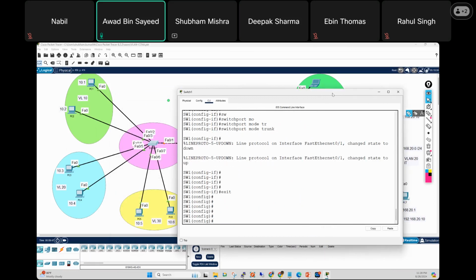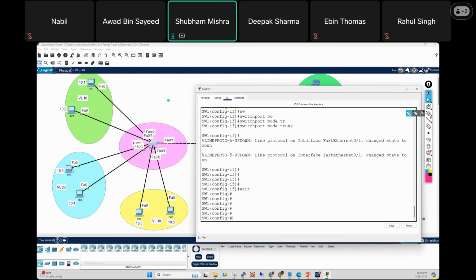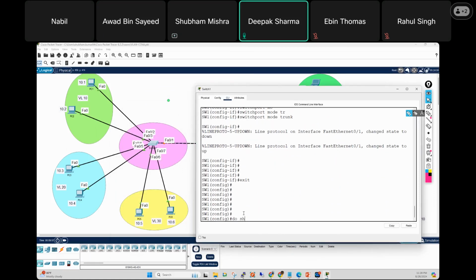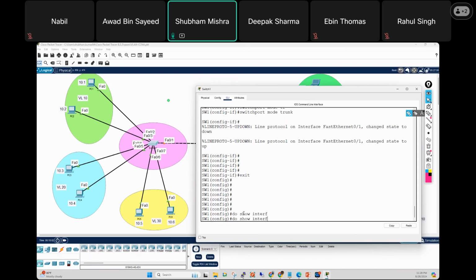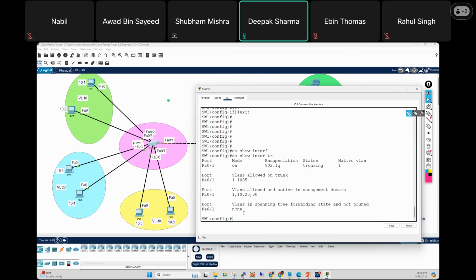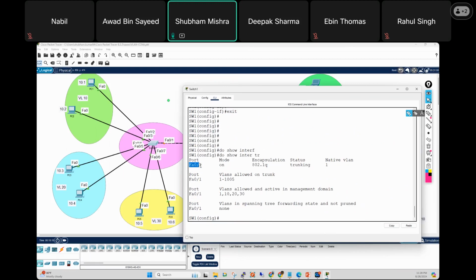By default, what encapsulation protocol is enabled, guys? 802.1Q. What is the command to check the trunk interface? Show interface trunk. See here, what is the port? FastEthernet 0/1. This is the interface I configured. Mode is on, it means it is configured. What is the encapsulation?